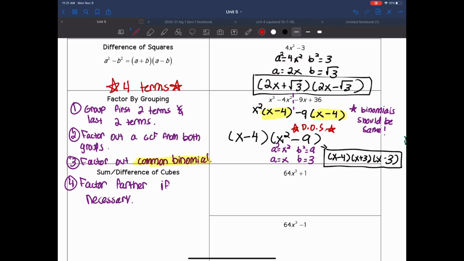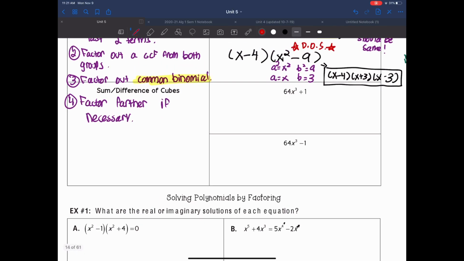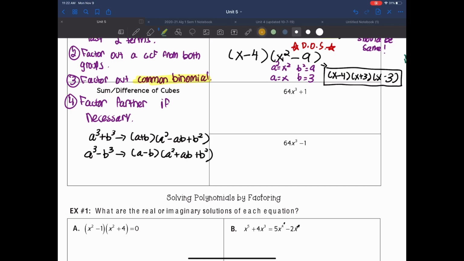Okay. So let's go over one more type before we just get into it and talk about how to solve these things. So the last type of factoring you're going to need to know is the sum or difference of cubes. And once again, we know that the sum of cubes, a cubed plus b cubed, factors into a plus b times a squared minus ab plus b squared. First sign is positive, second sign is negative, third one is always positive. And then a cubed minus b cubed, that factors into a minus b times a squared plus ab plus b squared. First sign is negative, second sign is positive, third sign is always positive.